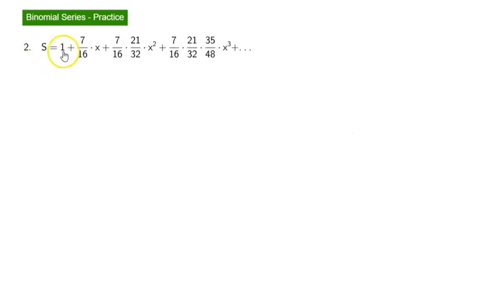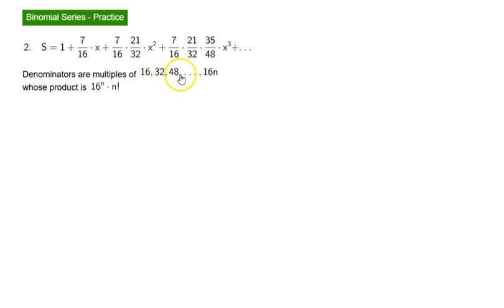Second is s is equal to 1 plus 7 by 16 times x plus 7 by 16 times 21 by 32 times x square plus 7 by 16 times 21 by 32 times 35 by 48 times x cube and so on. Denominators are multiples of 16, that is 16, 32, 48 up to 16n. So this can be written as 16 to the power of n times n factorial.